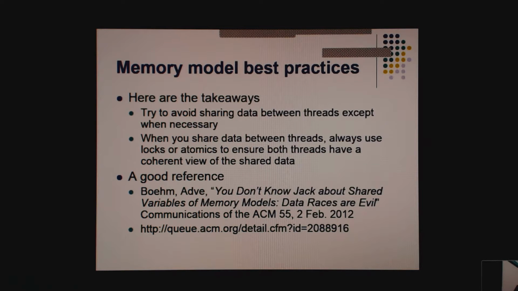Okay, so what are some simple best practices to keep you from getting in trouble with your memory model in C++? First, sharing data between threads is a really bad thing to do. Okay, so it's always a last resort. Don't use shared variables unless you really, really need to. When you do share data between threads, always use locks or atomics to ensure that both threads have a coherent view of the shared data.